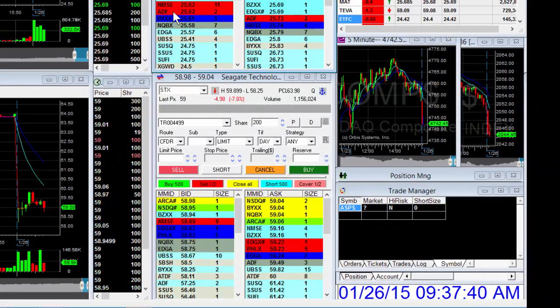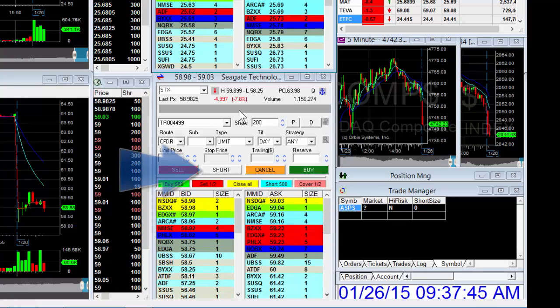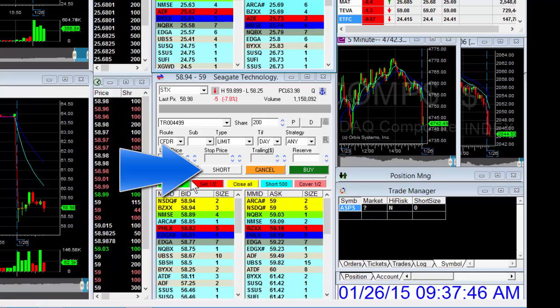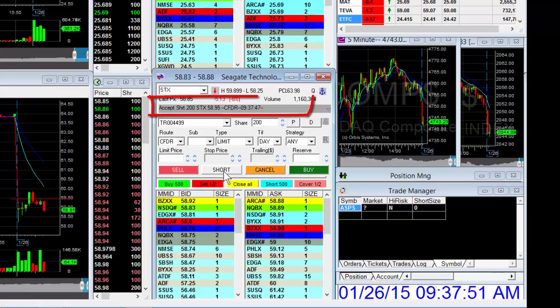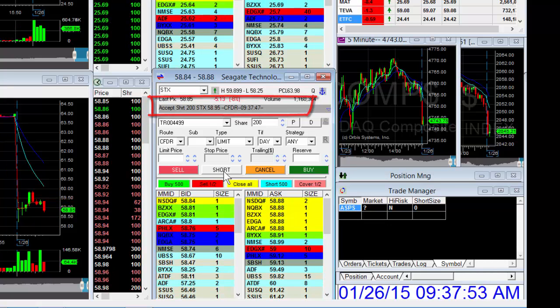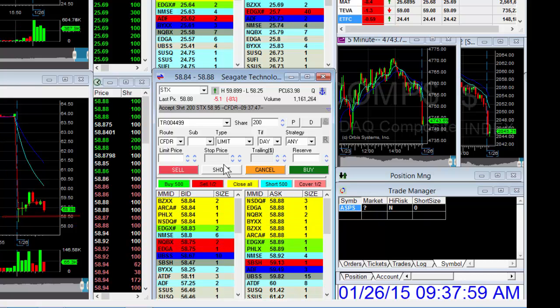First trade of the day is going to be STX short right under this $59 level. I'm only taking 200 shares short though because my stop is relatively far around that 59.40 area. And you see I got filled at 58.95. And my profit target is going to be just under this 58.50 level.